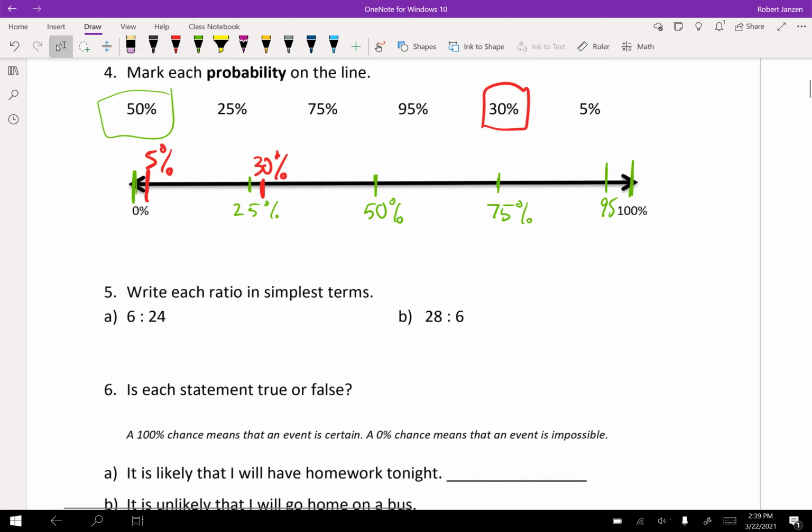Okay, write each ratio in simplest terms. This is similar to if it were a fraction. We're going to divide both by 6. So 6 divided by 6 would be 1, and 24 divided by 6 would be 1/4. Okay, is there a number that goes into both of these? Hopefully you can see 2 goes into 28 14 times, and 2 goes into 6 3 times.